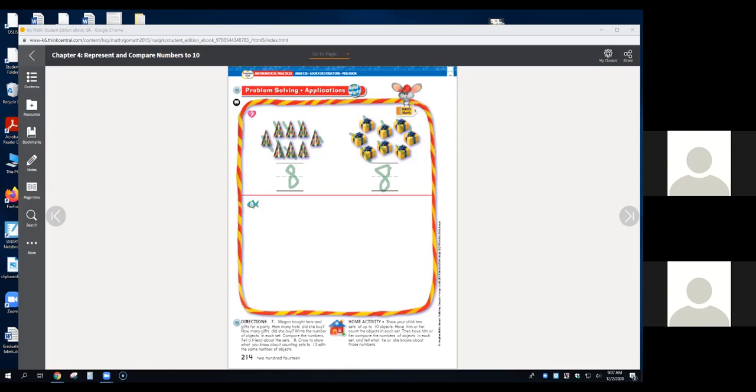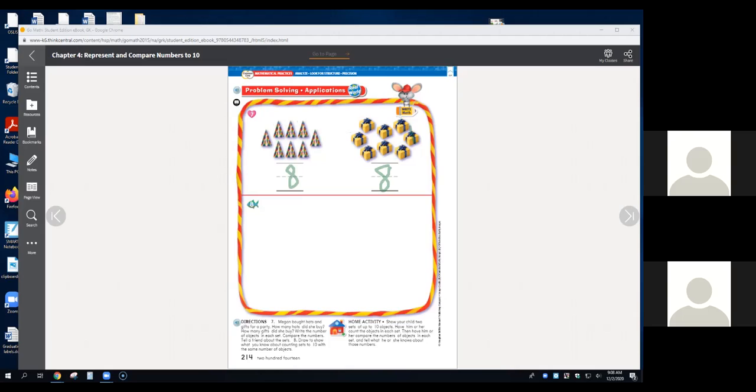Okay, which one is less than, greater than, or are they the same? They're the same. They're the same number, right? One is not bigger than the other. They have the same amount. So let's double check. One of the ways that we can double check is by matching them, right? So let's match them to make sure that we are correct.